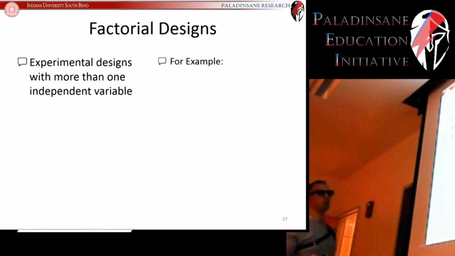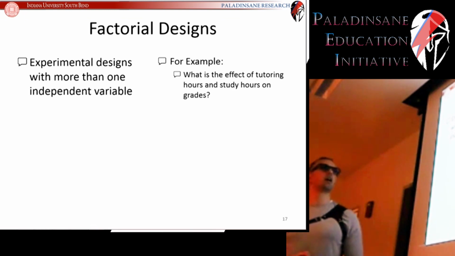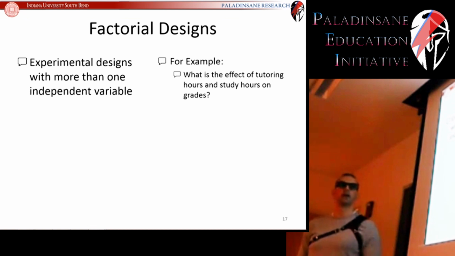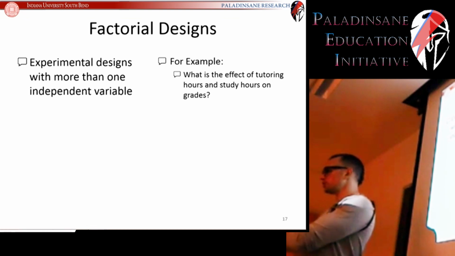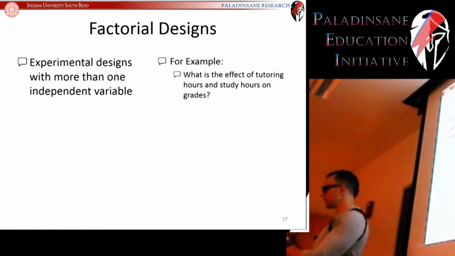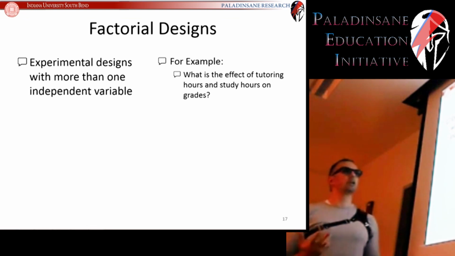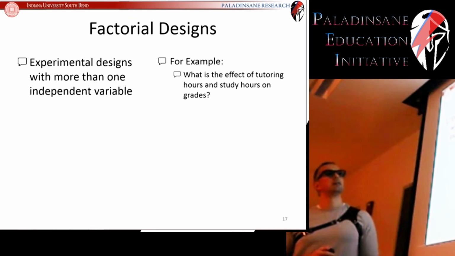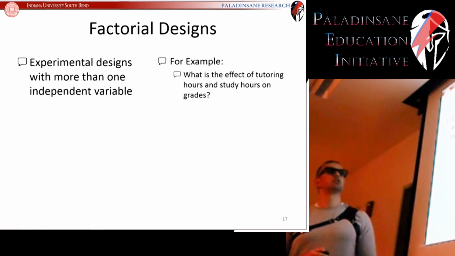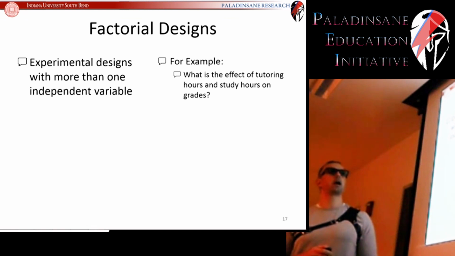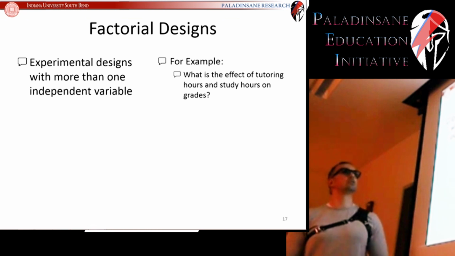But sometimes you want to ask about more than just one variable. For example, if you're an educational psychologist, you might want to know the effect of tutoring hours and study hours on grades. Not just the effect of tutoring hours on grades, or the effect of study hours on grades, but the effect of both of those together. And importantly, this is the only way you are going to be able to see if there's an interaction between those two variables. Does tutoring hours magnify or amplify the effect of study hours, for example? That can only be assessed when you have those two variables.